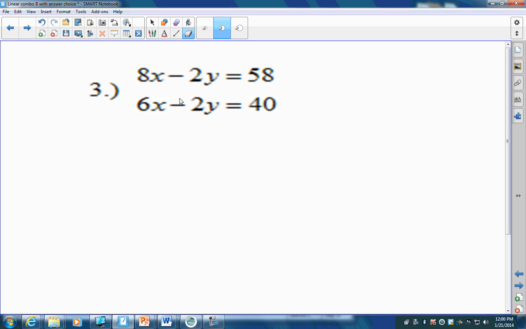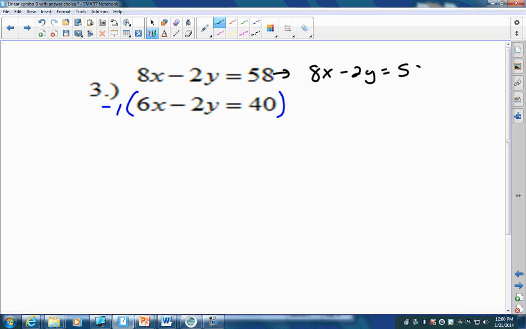But the problem is what? They're both negative. One of them needs to be a positive, so it doesn't matter which one. I'm going to take the bottom one, and I'm going to multiply it by negative 1. So I'm going to come out here, and I'm going to rewrite out to the side. 8x minus 2y equals 58. And then I'm going to write here negative 1 times 6x, negative 6x. Negative 1 times negative 2y, so positive 2y equals negative 1 times 40. Don't forget that. That's the one you're going to forget to multiply by.